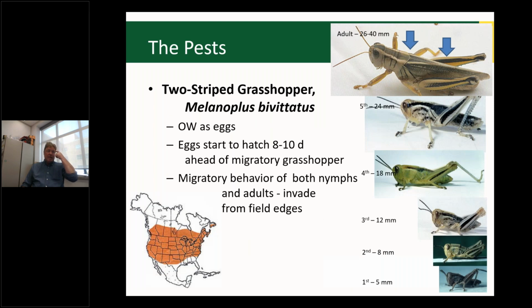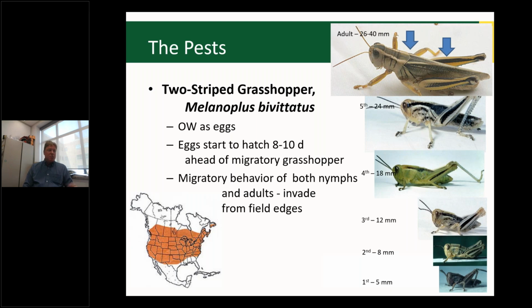So once again, overwinter is eggs. Eggs start to hatch about 8 to 10 days ahead of migratory grasshopper, and it was well ahead this year. So these animals were actually hatching about 8 to 10 days ahead of schedule. So about second week of May, third week of May, we were getting reports of large numbers of nymphs coming up, and oftentimes damaging numbers of nymphs, so that required spray. So third instar nymphs, second instar nymphs, causing enough damage to warrant spray.